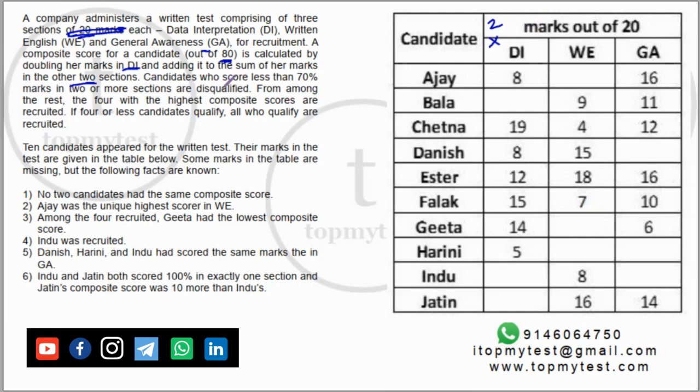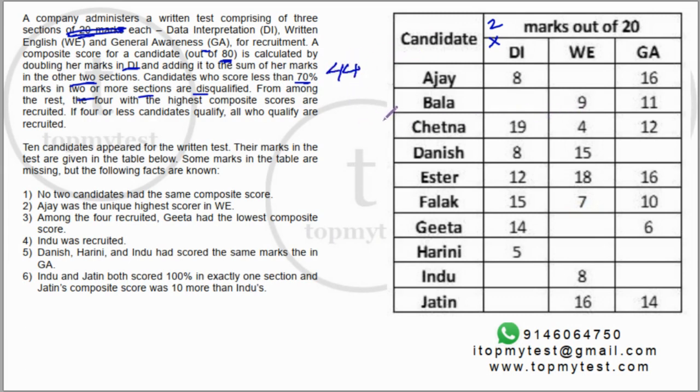A candidate who scores less than 70% in 2 or more sections is disqualified. So if you scored less than 70%, which means less than 14, in 2 sections, you are disqualified. For example, Chetna will be disqualified. Similarly, Falak will be disqualified, irrespective of what her score is. From among the rest, the 4 with the highest composite scores are recruited. If 4 or fewer candidates qualify, all those who qualify are recruited.